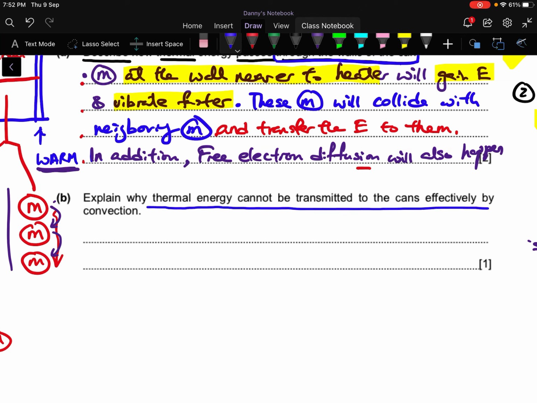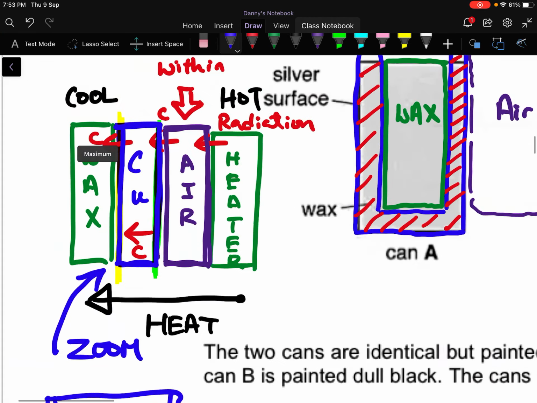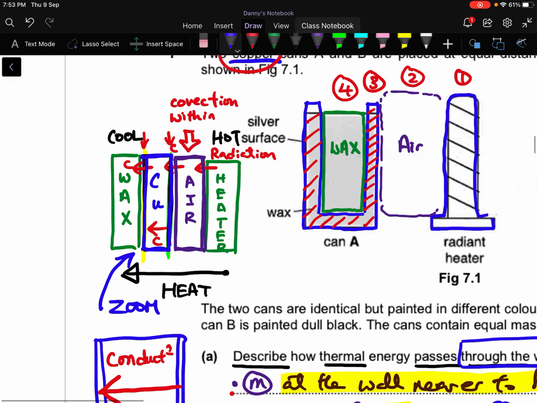It says, why thermal energy cannot be transmitted to the can effectively by convection? So I'm talking about heat transfer transmit to the can. So I refer to my hamburger diagram. The can is over here. This entire thing is the can, right? And I want to talk about the heat transfer to the can. So the heat must come from the heater, correct or not?